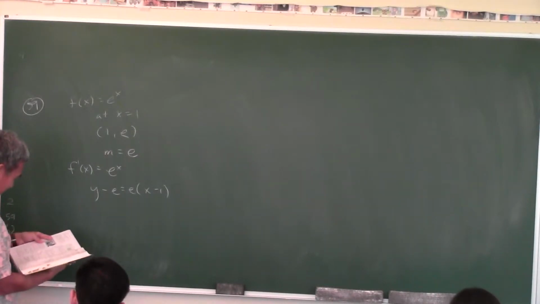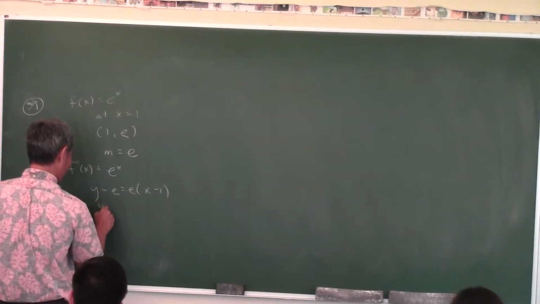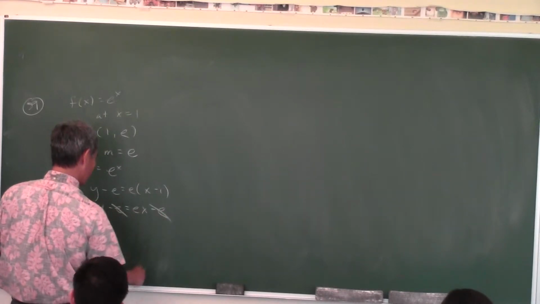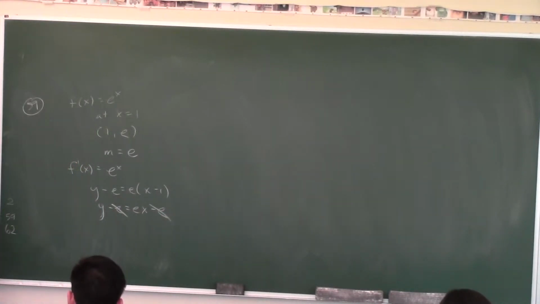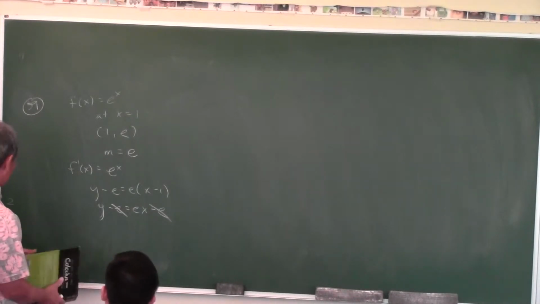Okay, now look at what they do. They actually solve for y. I don't like that, whatever. If you have to do extra work, you do extra work. E x minus e, the e's cancel out. Y equals e to the x. Okay, now can you pick out the answer? It's B. That's just B.